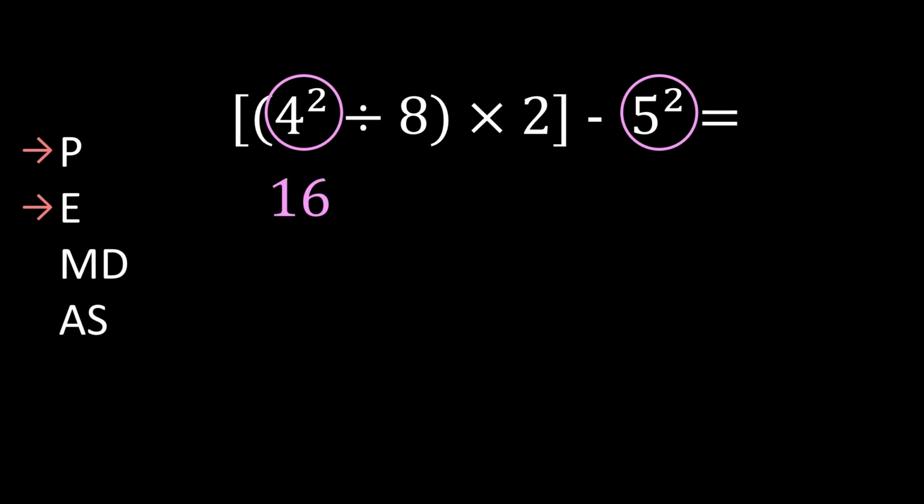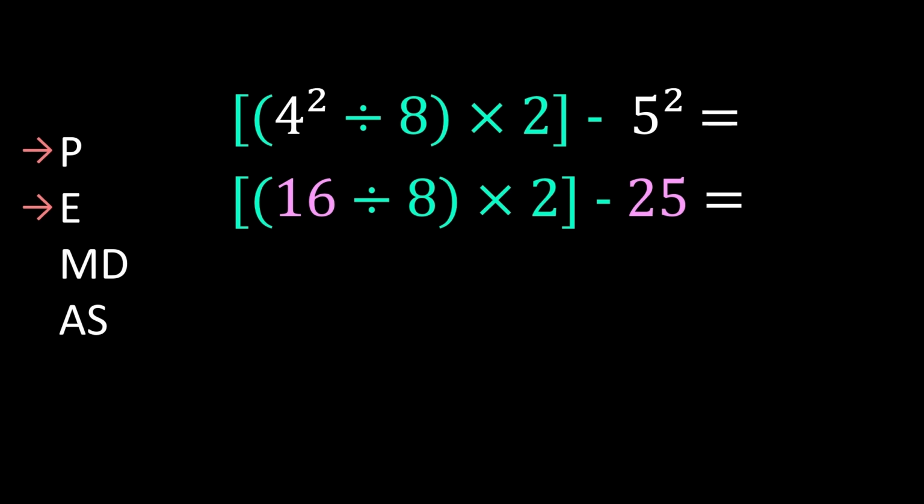I can do 4 squared first, which is 16. I can also do 5 squared right now at the same time, which is 25. Then I can very carefully bring down the rest of the problem, making sure that the 16 is inside the parentheses and all of my other numbers and signs are correct. Now, I am working inside the brackets, and inside the brackets I do have the parentheses. That needs to be my next step. 16 divided by 8 is the only step inside the parentheses. 16 divided by 8 is 2.